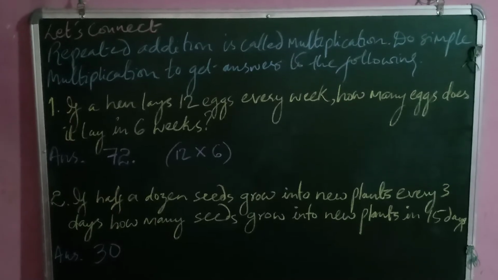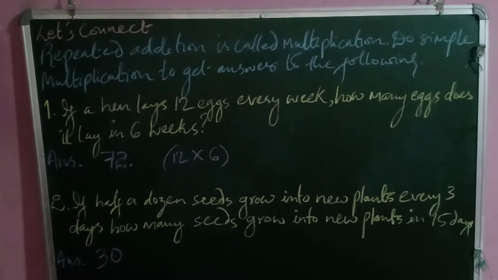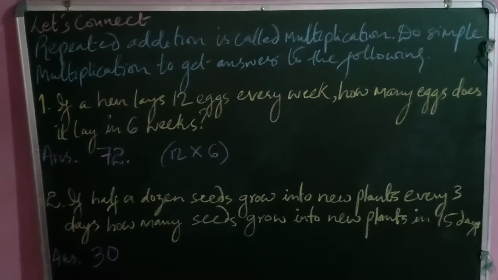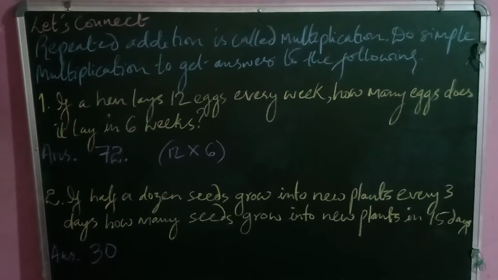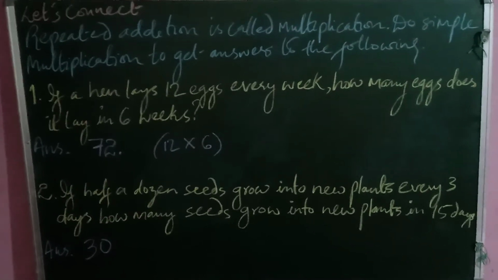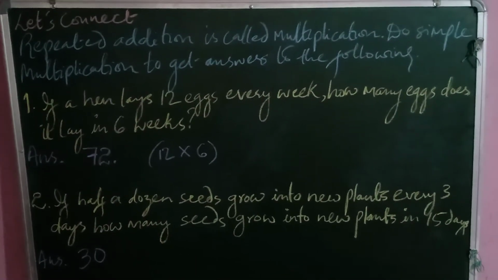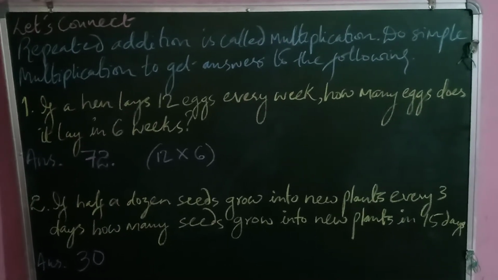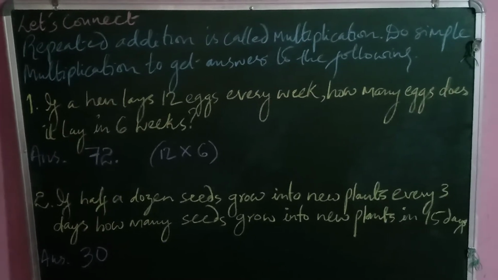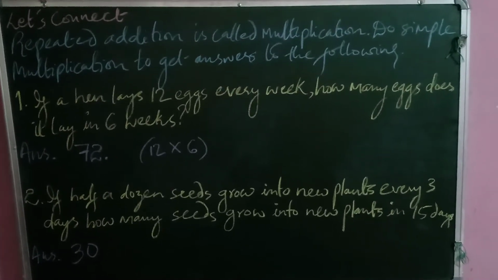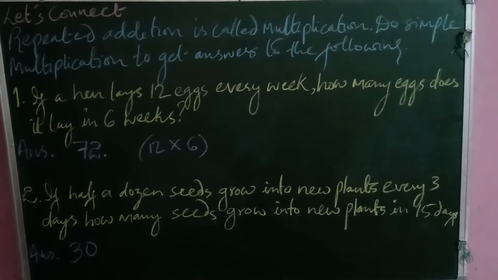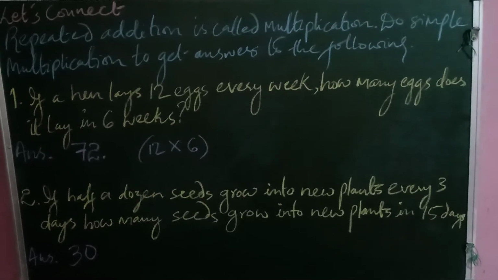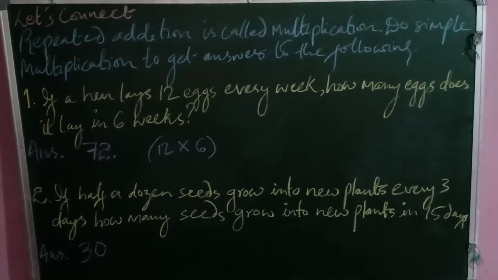So moving on, now let's connect questions. Repeated addition is called multiplication. Do simple multiplication to get the answer of the following. So the question is, if a hen lays 12 eggs every week, how many eggs does it lay in 6 weeks? So that will be your 72. Then we have question number 2. If 1,000 seeds grow into a new plant every 3 days, how many seeds grow into a new plant in 15 days? So that will be your 30.